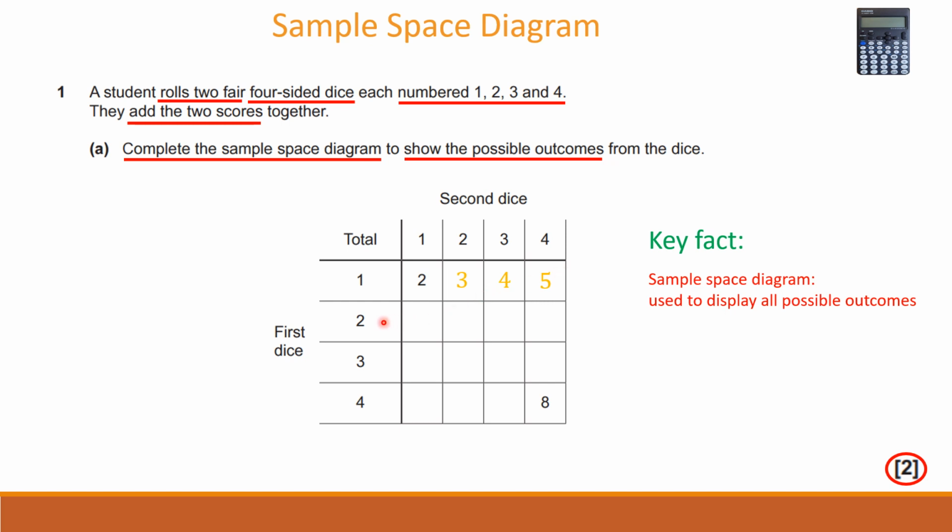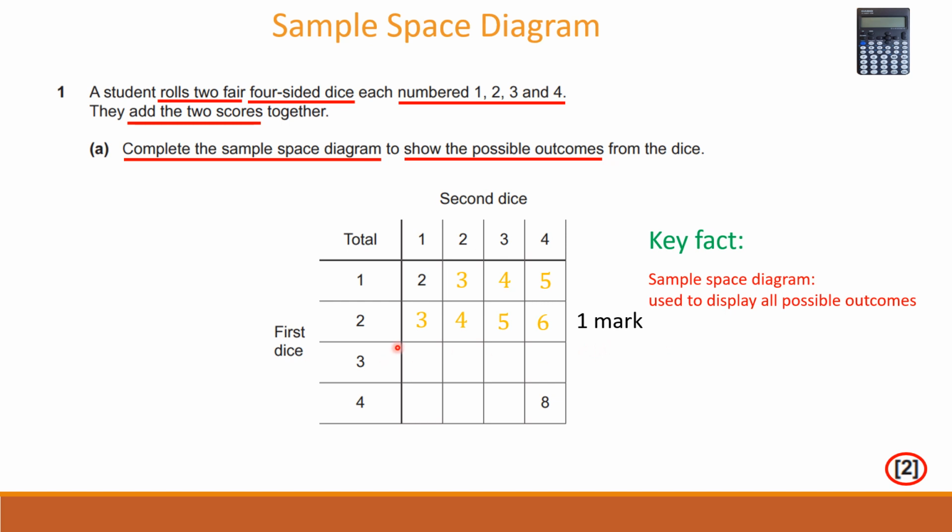So now my first score is 2 on the first dice, 1 on the second dice, so 2 plus 1 is 3. You're going to keep repeating this process by adding the different values together and filling in the values. You will start to spot patterns in the values. So the next one is 2 plus 2, which is 4. The next one, 2 plus 3 is 5, 2 plus 4, 6, and you will get 1 mark if you got 7 of these values correct.